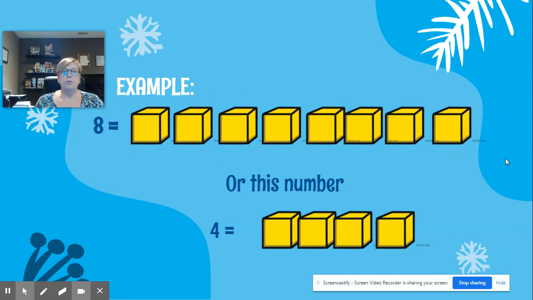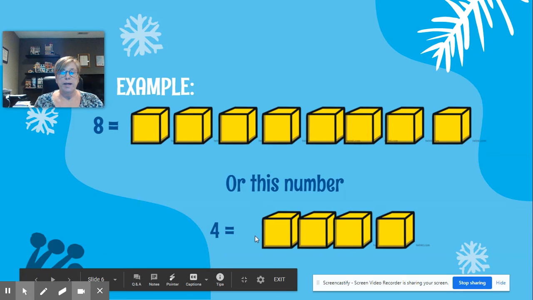So we're going to use an example here, and this example is 8. As you can see, there are some cubes lined up. So 8 equals this many cubes. Let's double check how many should be here. That's right, 8. 1, 2, 3, 4, 5, 6, 7, 8. Or this number, 4, and you can see here, there are 4 cubes.